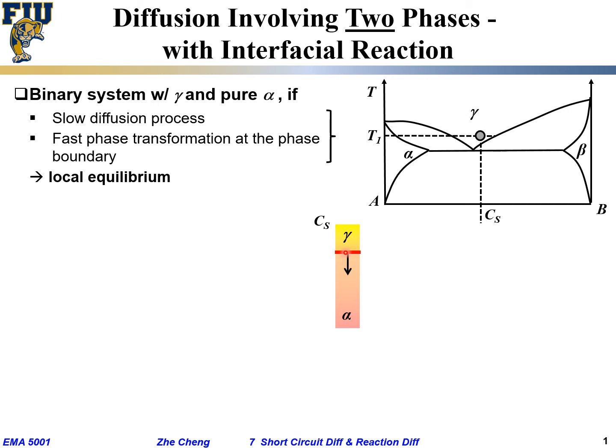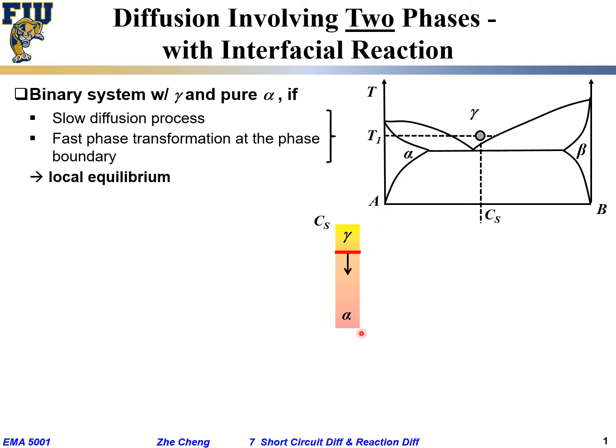by the phase boundary. On the other hand, we said in the beginning that this piece of alpha initially is pure A, right? Which means far away from the interface, alpha would have the composition of what?